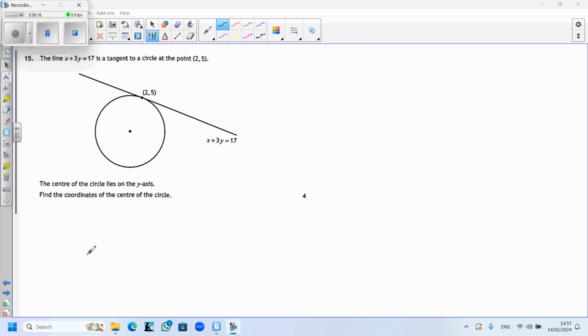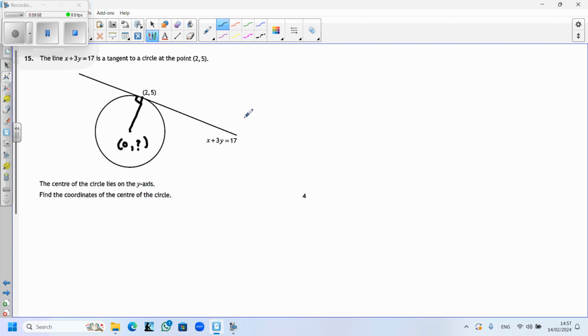Okay, last question. So it says the line x plus 3y equal to 17 is a tangent to the circle at that point, and it says find the centre of the circle, it's on the y-axis, and find the coordinates. Okay, so there's the centre of the circle. If it lies on the y-axis, the clue from that is that it's going to have coordinates 0, something. X number is 0. So what do we know? I know that if I take that radius there, it meets at that point there, and it meets at 90 degrees. I've got to find basically this coordinate so that I can get the centre.